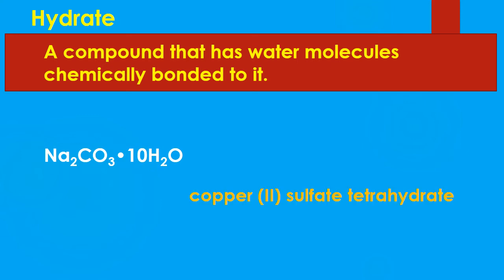You can also look at the name of the compound. The name of the compound will contain the term hydrate. So we have copper 2 sulfate tetrahydrate, and tetra tells us we have 4 water molecules in it.